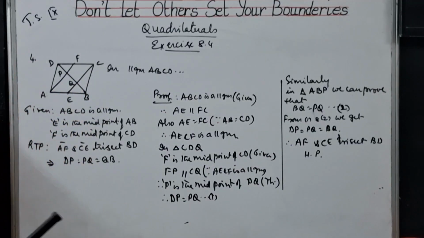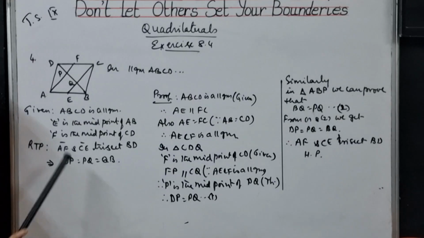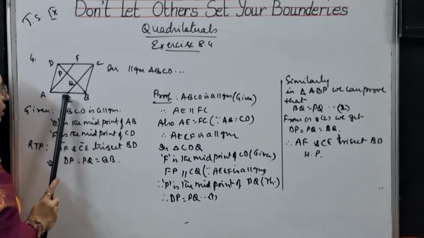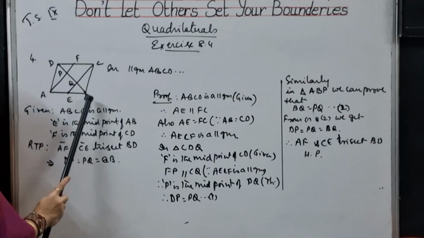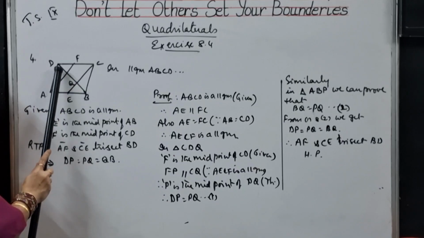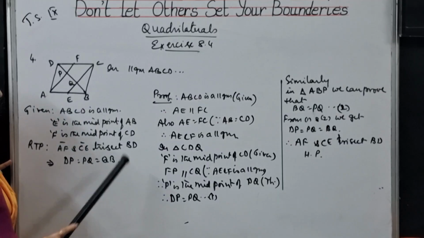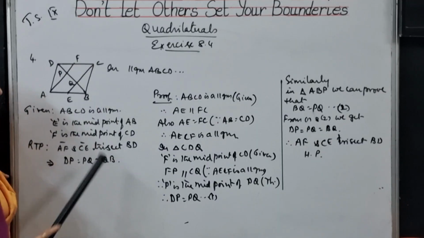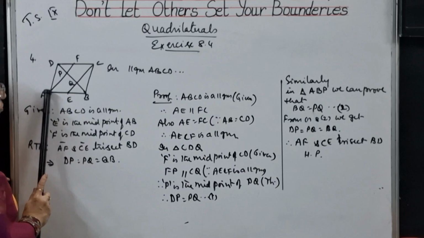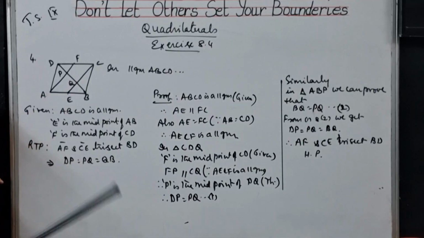Listen to it once again. They gave ABCD is a parallelogram. E is the midpoint of AB, F is the midpoint of CD, and AF and CE, these line segments, trisect BD. That we have to prove. Trisect means three equal parts it is doing. DP is equal to PQ is equal to QB. You have to prove. So, to prove this, let us see the proof. ABCD is a parallelogram. So, AE will be equal to FC and also AE will be parallel to FC. So, AECF is also a parallelogram.